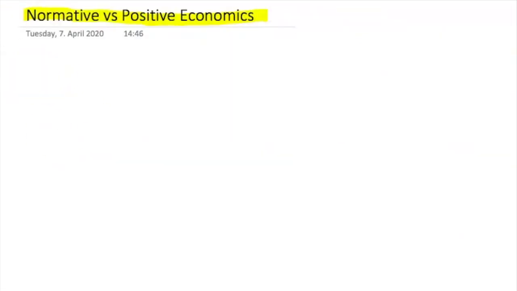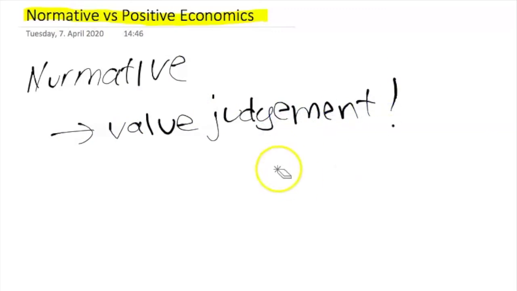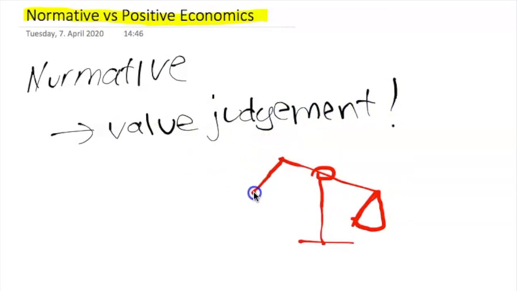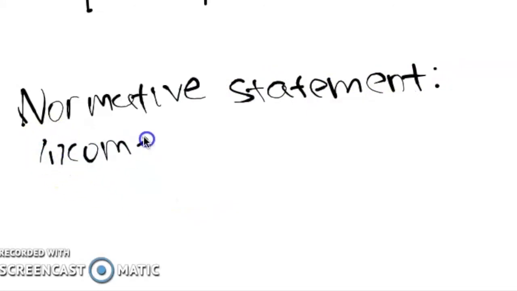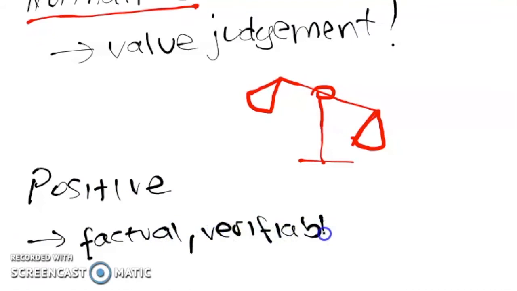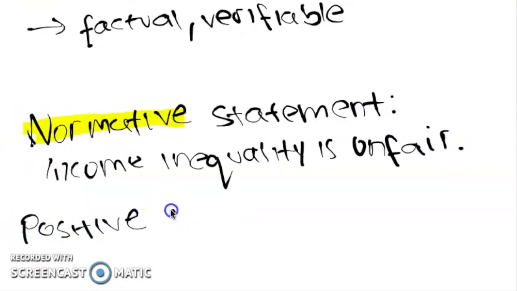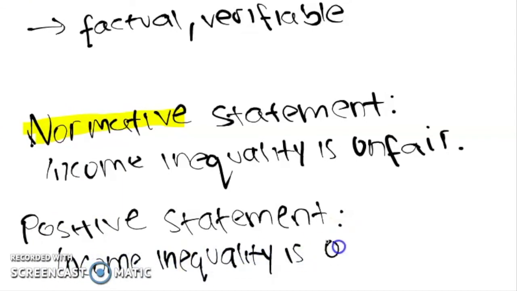And the next part of the syllabus point asks us to distinguish between normative economics and positive economics. So you might have come across the terms normative and positive before. Normative really just means that there's some sort of value judgment attached to it. So for instance, if I say that income inequality is unfair, then that is a normative judgment. Whereas with a positive statement, for instance, income inequality has increased over the past few years in the US, that would be a statement that can actually be factually verified through quantitative evidence.